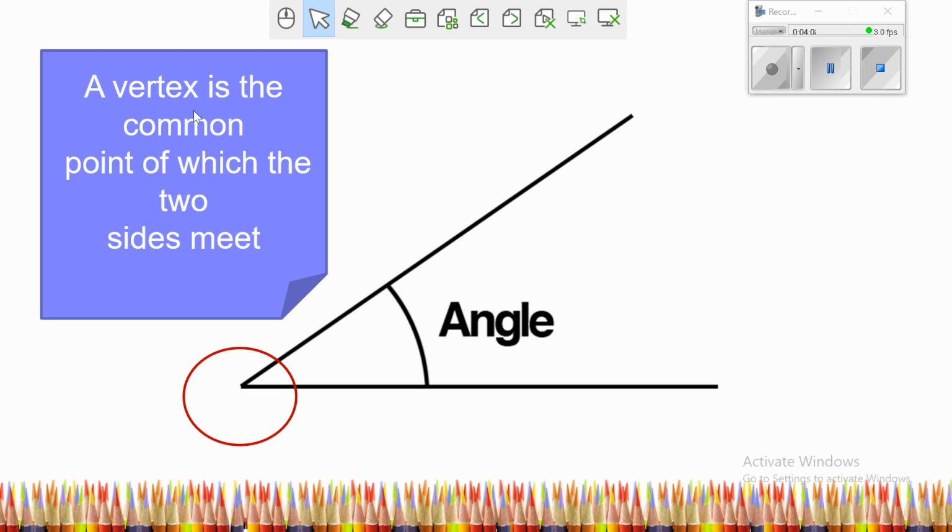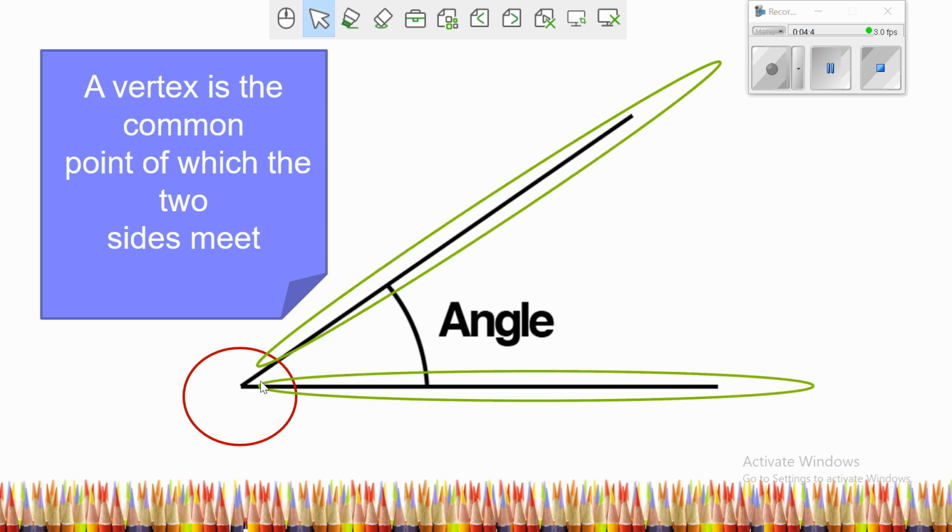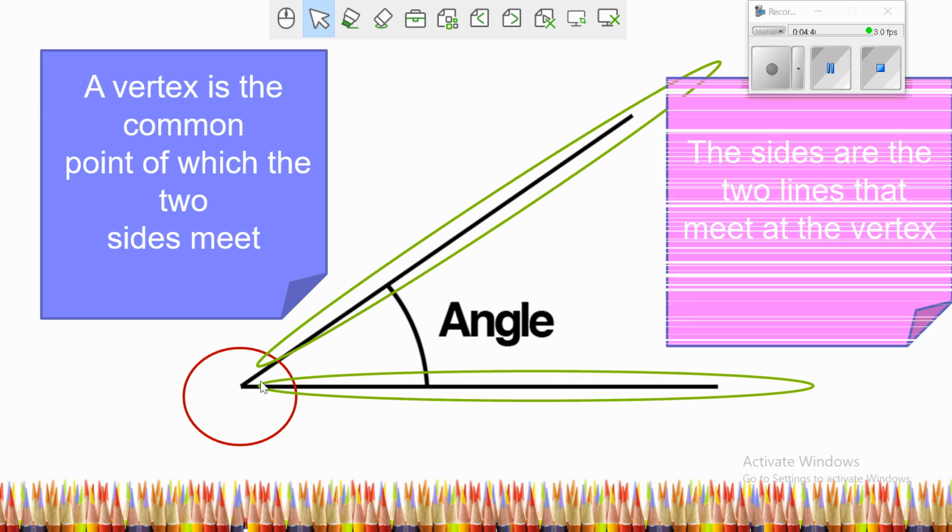Let's see the meaning of a vertex. A vertex is the common point at which the two sides meet. So again, the vertex is the common point where two sides meet. Here are the two sides. When the two sides meet at a common point, we have a vertex.